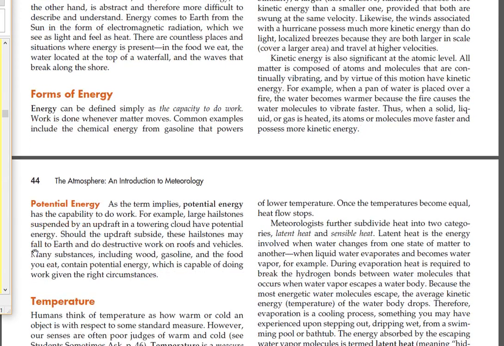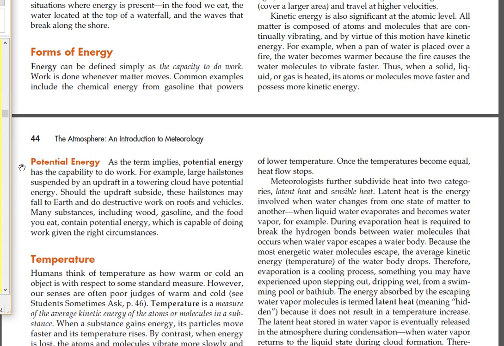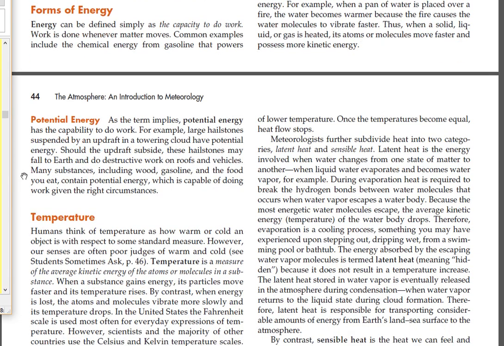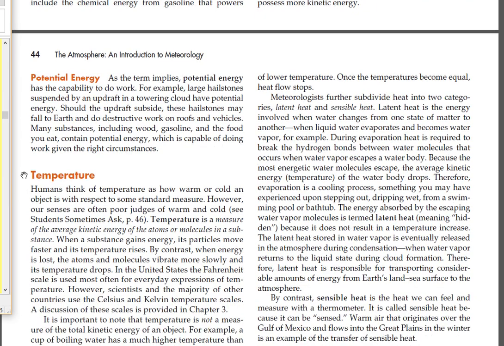Potential energy. As the term implies, potential energy has the capability to do work. For example, large hailstones suspended by an updraft in a towering cloud have potential energy. Should the updraft subside, these hailstones may fall to earth and do destructive work on roofs and vehicles. Many substances, including wood, gasoline, and the food you eat, contain potential energy, which is capable of doing work given the right circumstances.